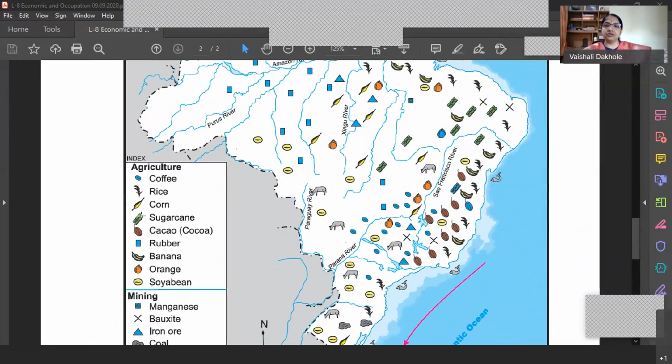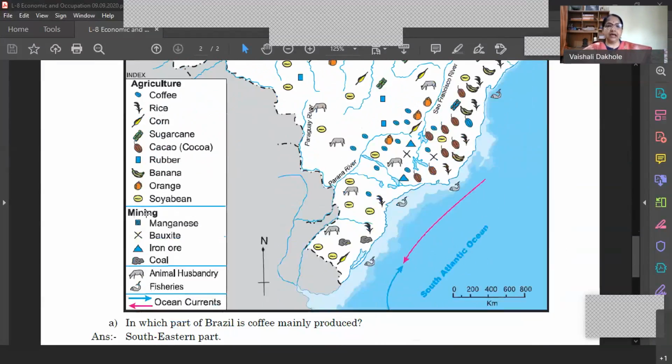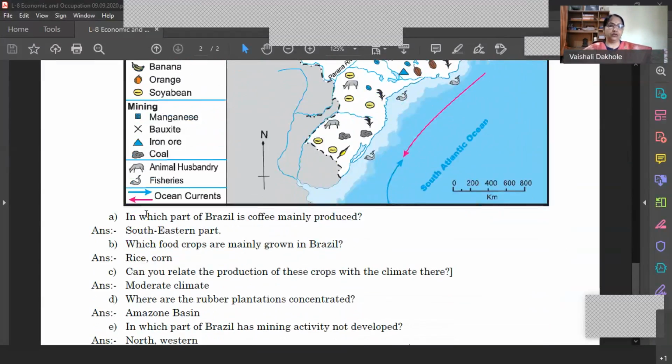which is parallel to the North Atlantic Ocean and South Atlantic Ocean. Everywhere on the eastern and northern coast, you will see the signs for rice. But corn is shown in the central part of the Brazilian highlands. Near the Xingu River basin, you can see that corn is shown. So the food crops that are grown in Brazil are rice and corn.